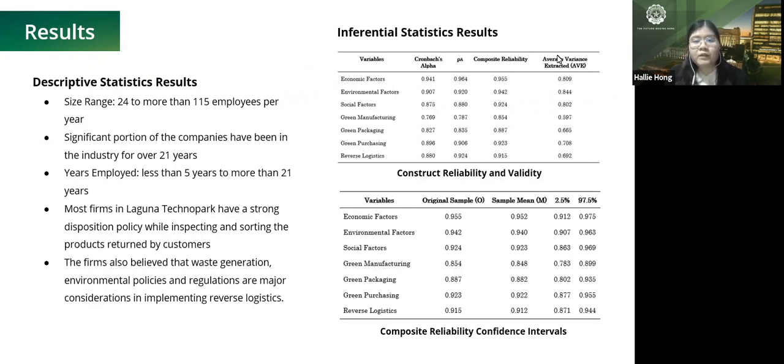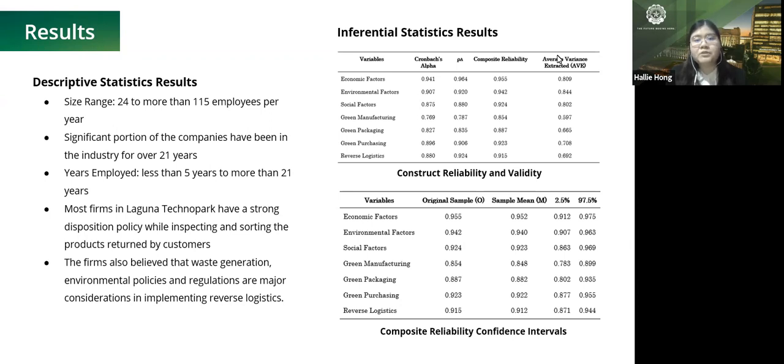The results showed that most firms in Laguna Technopark have a strong disposition policy while inspecting and sorting the products returned by customers. Waste generation was also a major consideration for the respondents. Most firms also believe that environmental policies and regulations are a major factor in implementing reverse logistics. The firms generally wish to enhance their green image, avoiding hazardous materials in their component purchasing, production, and packaging.